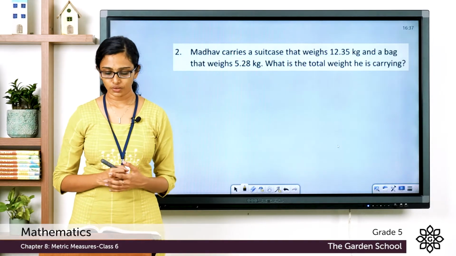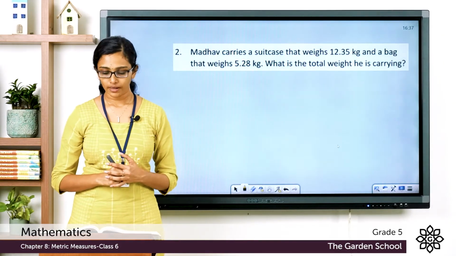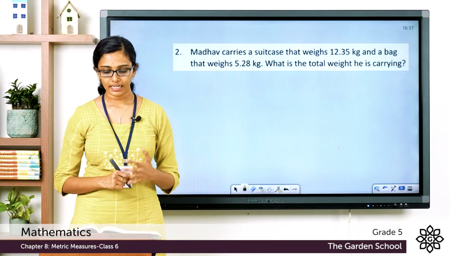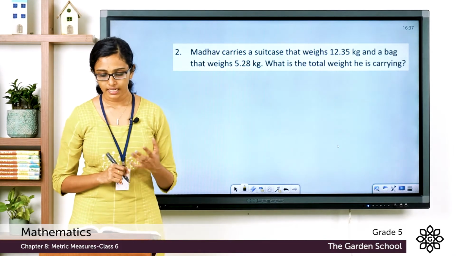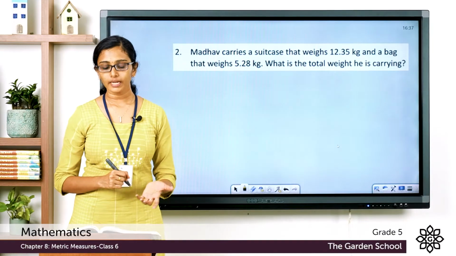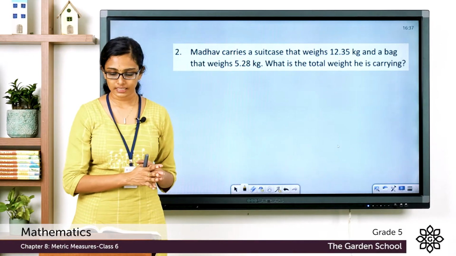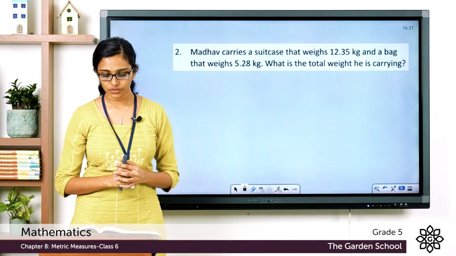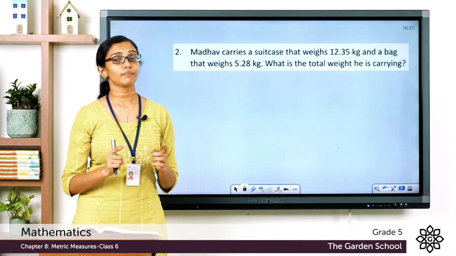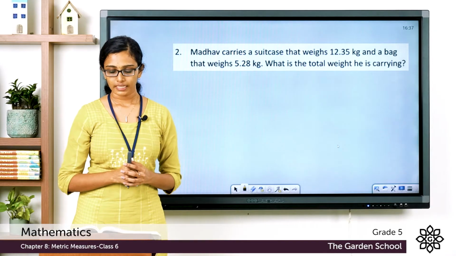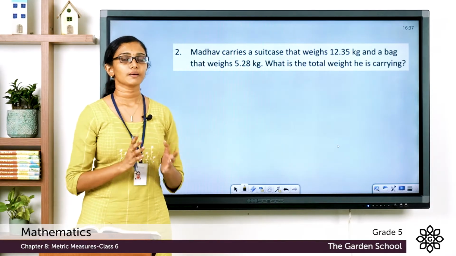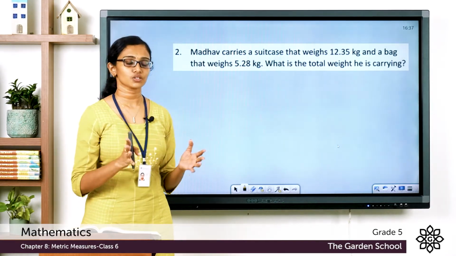Now see the next question. Madam carries a suitcase that weighs 12.35 kilogram and a bag that weighs 5.28 kilogram. What is the total weight she is carrying? So what is given in the question? The weight of a suitcase and the weight of a bag are given. You have to find the combined weight of these two things. The weight of the bag plus the weight of the suitcase.